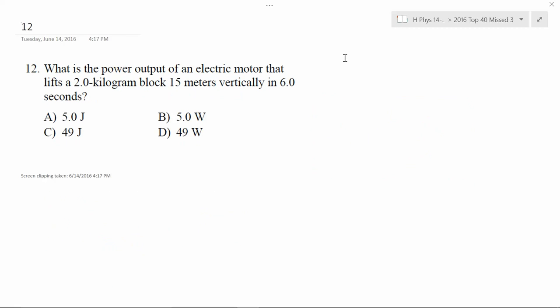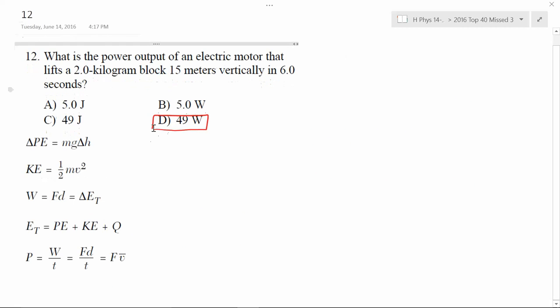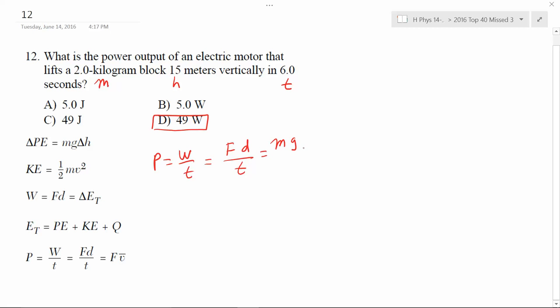Question 12. D. You're lifting a block that has a mass of 2 kilograms, a height of 15 meters, in a time of 6 seconds. So really what you're doing is work. Now power is work divided by time. In this case, you can think of that as a force times a distance divided by time. And that force is equal to the weight force, mg, times the distance, which is h, divided by time.